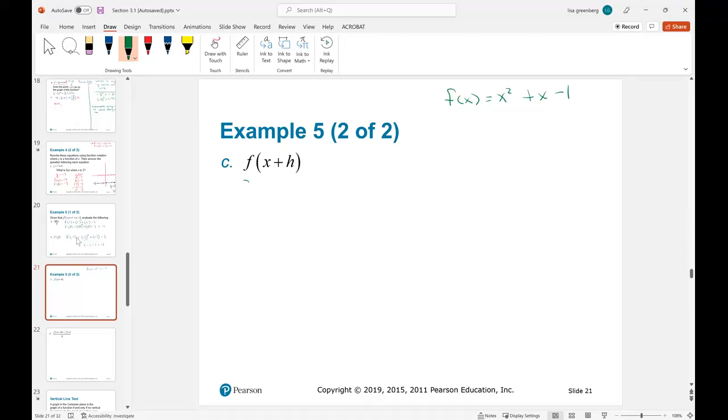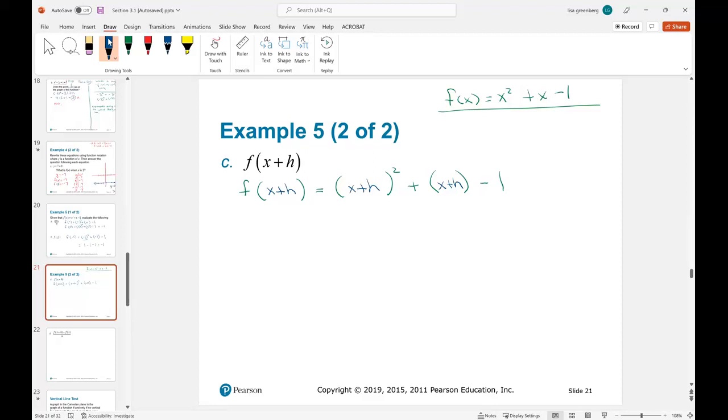I'm just going to replace all my x's from here with parentheses, right? I think that's right. And then I'm going to fill each of them in with x plus h. So this is what it equals.